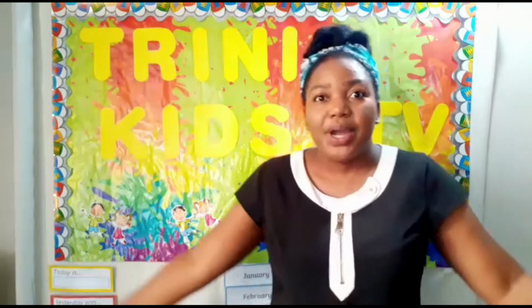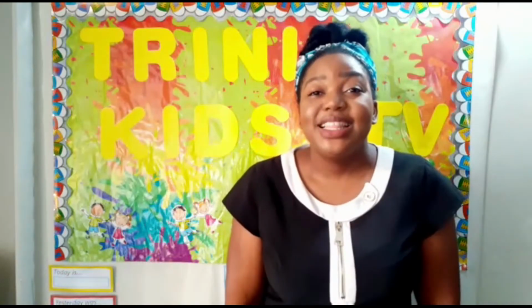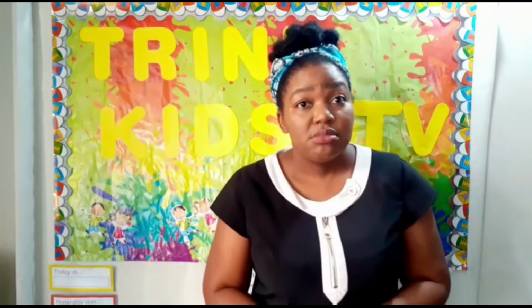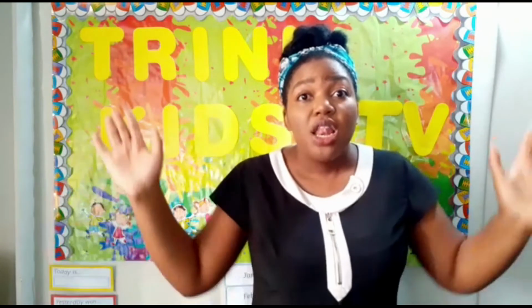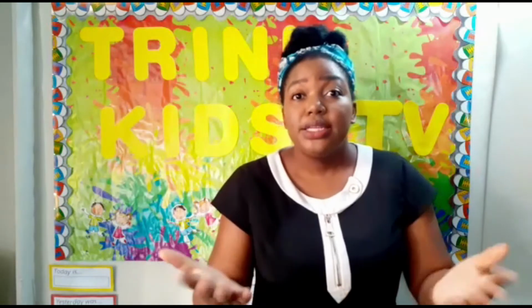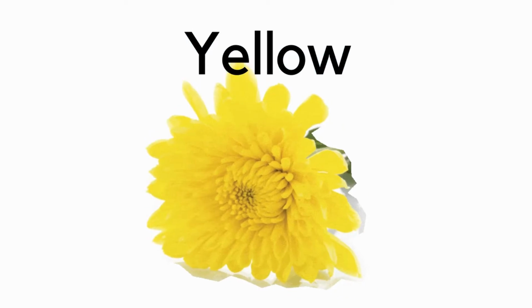Now, let's find out about our color of the day. Our color of the day today is the color green. Can we think of something that might be green? Well, grass is green. Leaves are green. Lots of things are green. Green is a wonderful color, and it's one of those colors that you need to mix to get. You get green by mixing blue and yellow together.